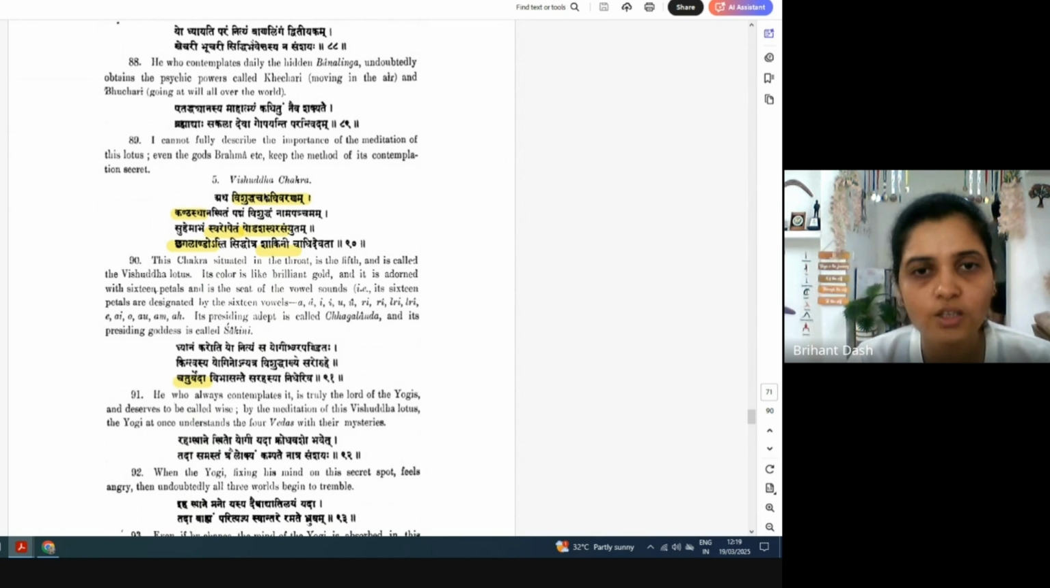The fifth one is your Vishuddhi Chakra and the Sthan is your Kantha. The Sthan of this chakra is your Kantha Sthana, and you see this is your fifth chakra. Now Swaropetam means again it is like bright gold. The color here is bright gold, and 16 letters, Shodash, means 16 Varnakshas are given.